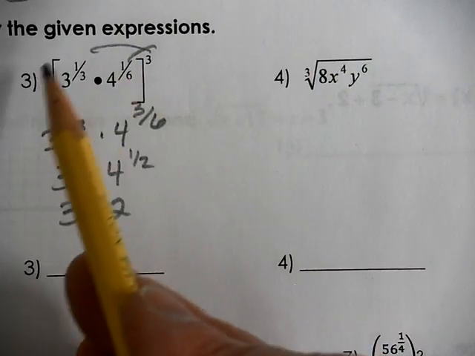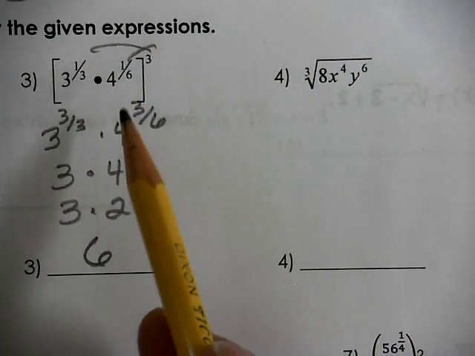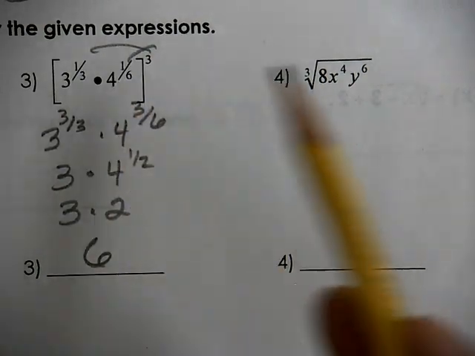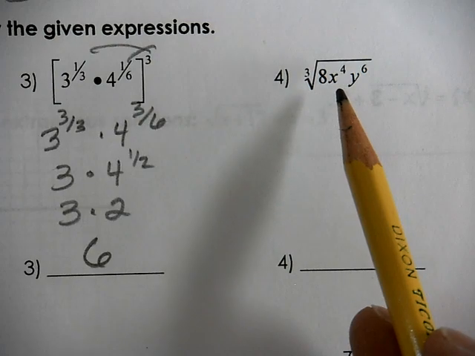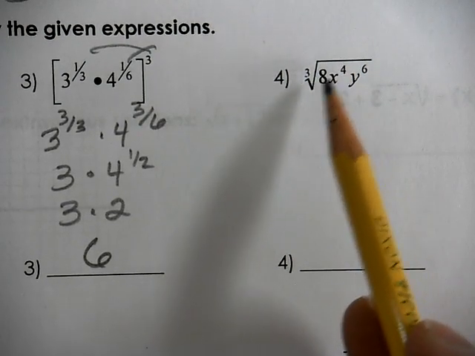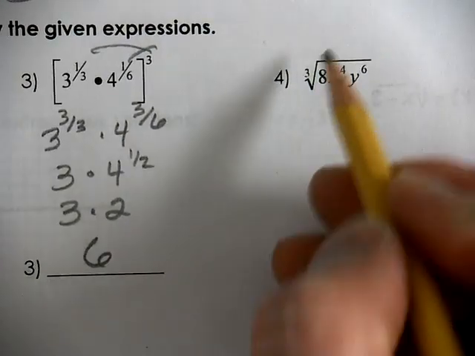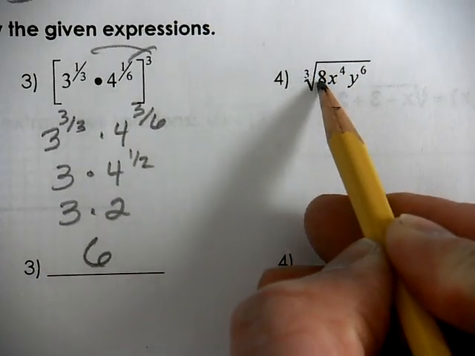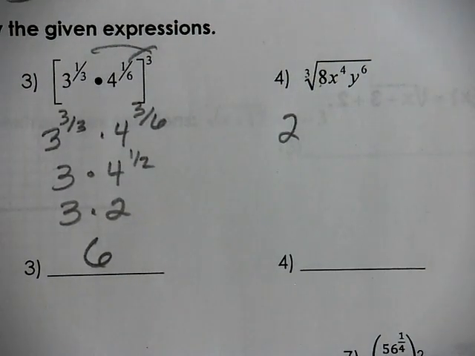This one you could probably just type straight into your calculator, which would give you 6, because it doesn't have any variables with it. But over here, we start to get variables in it. We can't type that straight in our calculator. This is the cubed root. We're looking for 3 of a kind. Well, the cubed root of 8 is 2, because 2 times 2 times 2 makes 8. That's the cubed root of 8.